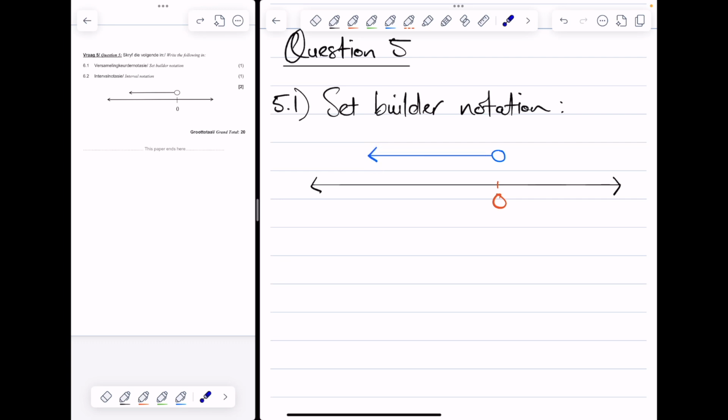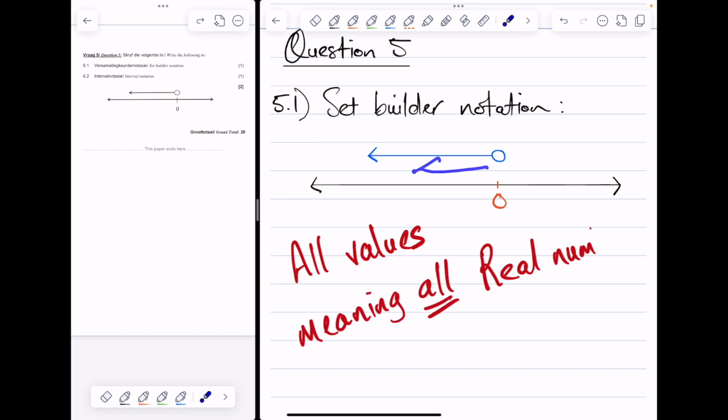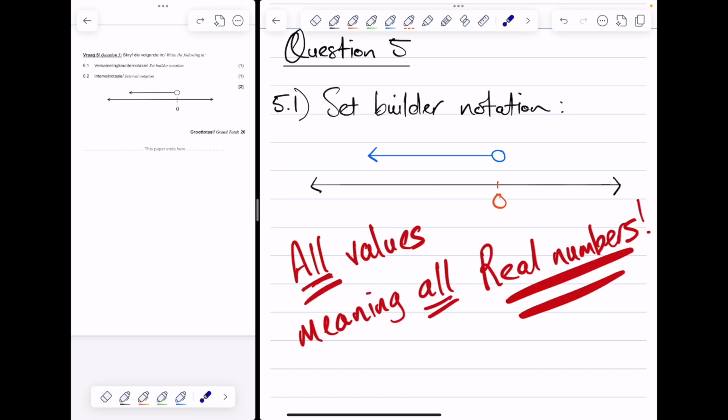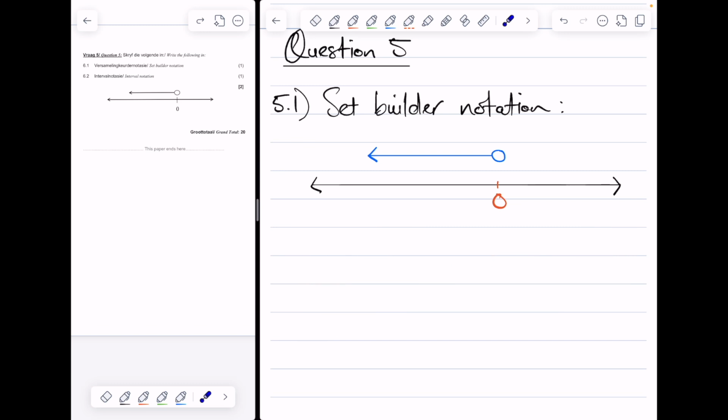So this means all values that are to the left of 0 are, of course, less than 0. So that would be all values of x such that x is less than 0. And x would be an element of real numbers. So that's set builder notation. So let's write that down.